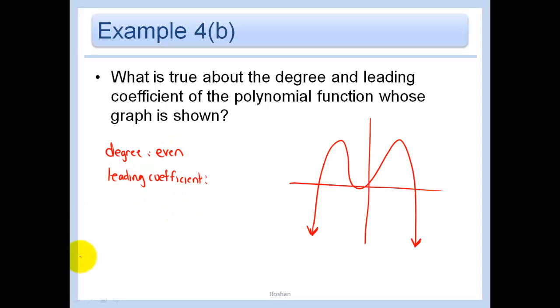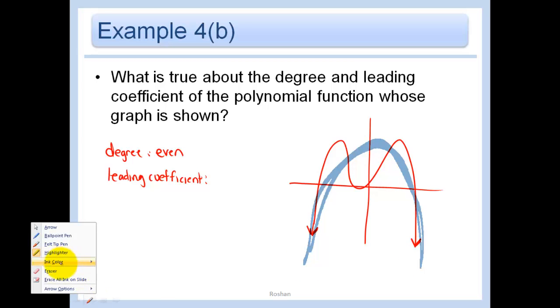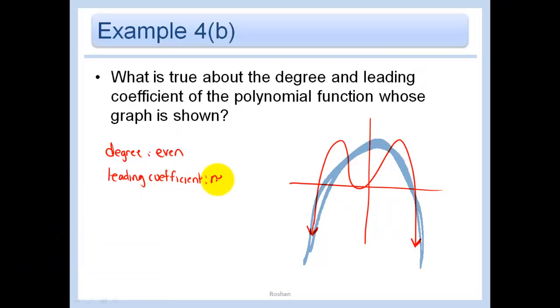And let's just think about our simplest case so we can figure out that leading coefficient. So our simplest case would be like a quadratic that looked like that. And since it's opening down, I know that it's going to be negative. And so that's all I do for that. Again, think about your simplest case.